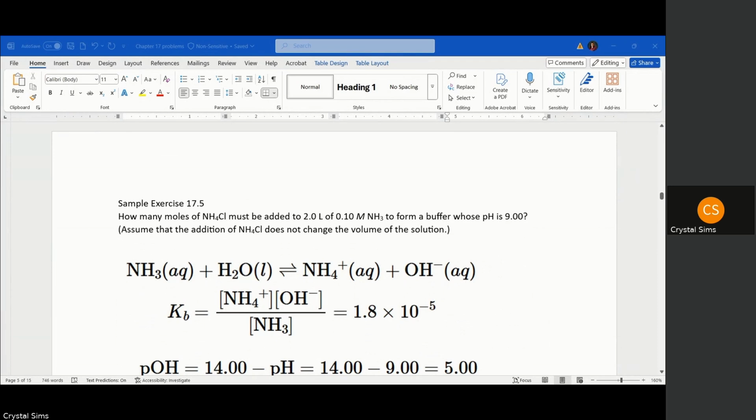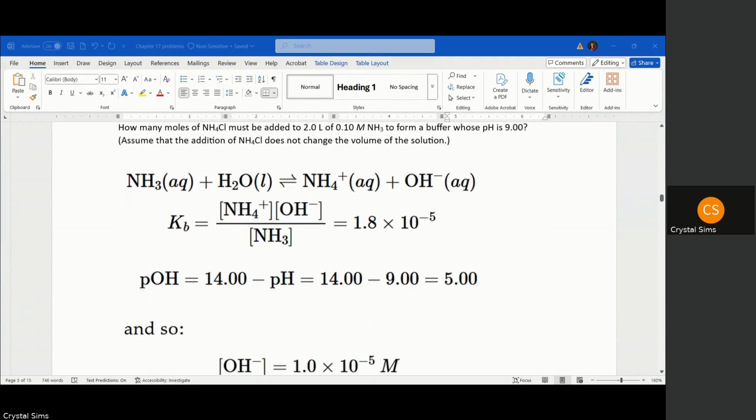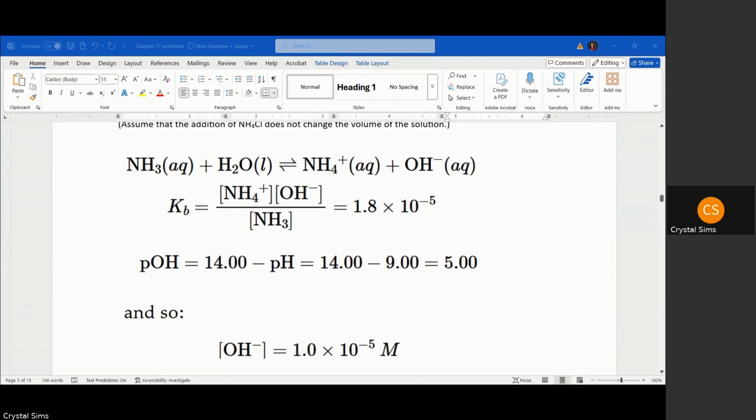And what we're going to have to do here is a little bit of additional math. We need to figure out the pOH so that we can determine the hydroxide ion concentration. Remember that pOH is equal to 14 minus the pH. They told us the pH was 9. 14 minus 9 is 5. And then we take the antilog of that to get our hydroxide ion concentration, which now we know to be equal to 1.0 times 10 to the negative 5.